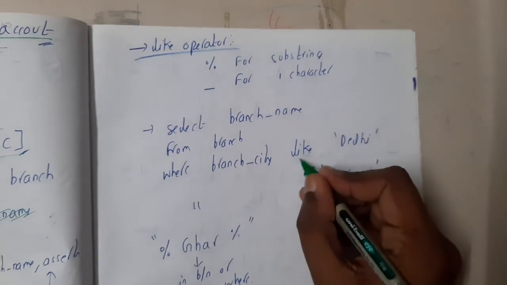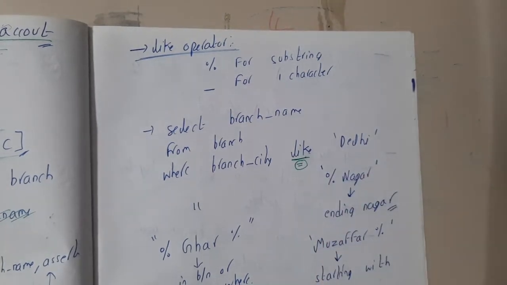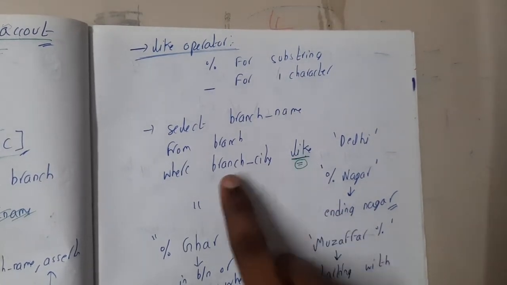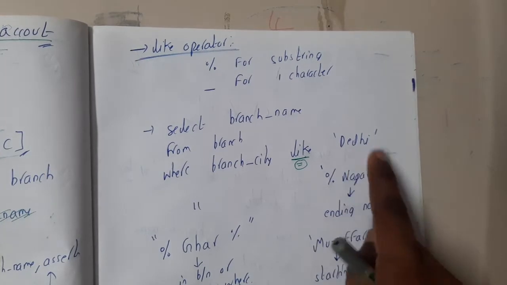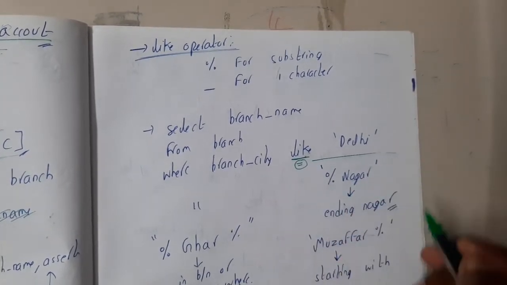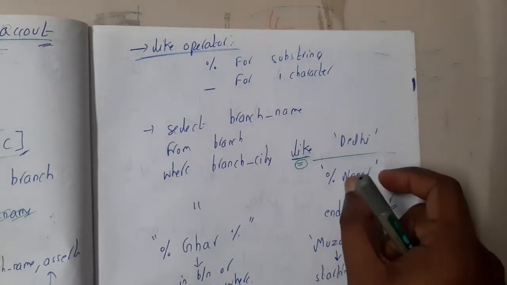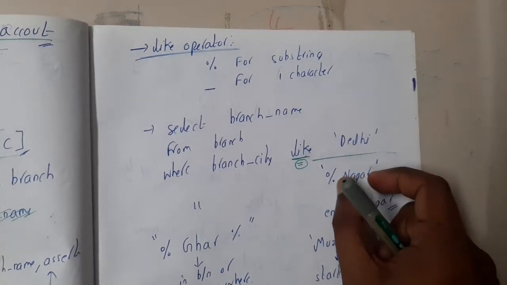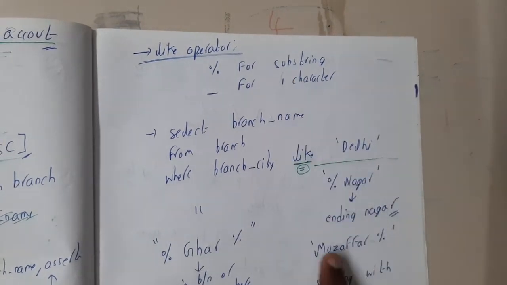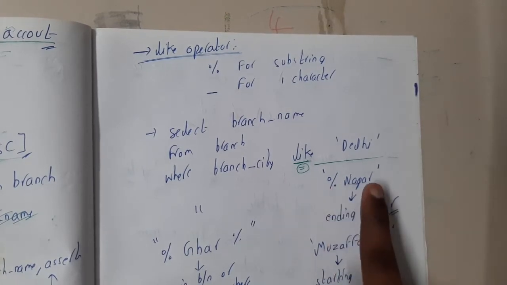Here LIKE is indirectly saying equal to, guys. For text, most students and faculty use LIKE rather than equal to. So branch_city LIKE 'Delhi', or branch_city LIKE '%Nagpur'. What this %Nagpur says is any value ending with Nagpur. There could be anything before it, so it is indirectly like a substring, right? Before Nagpur anything could be there, and after that Nagpur will be there.